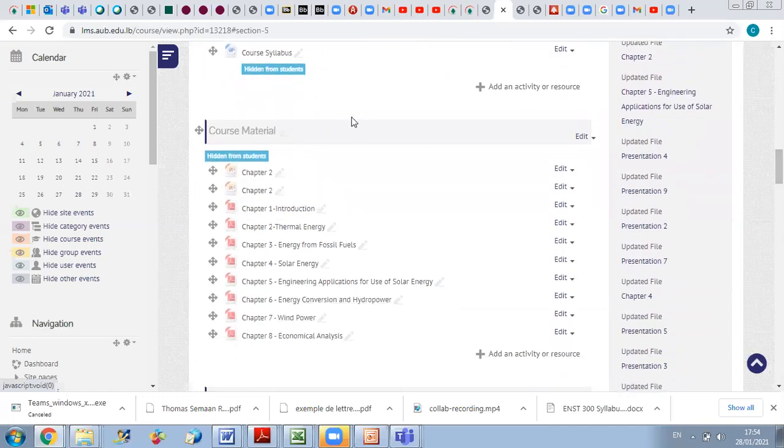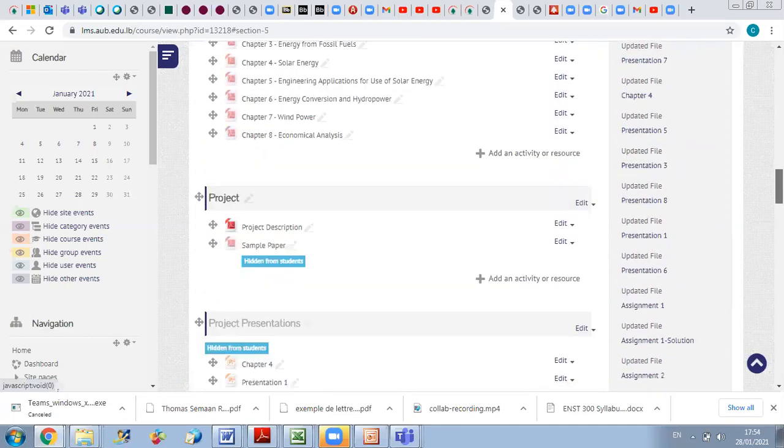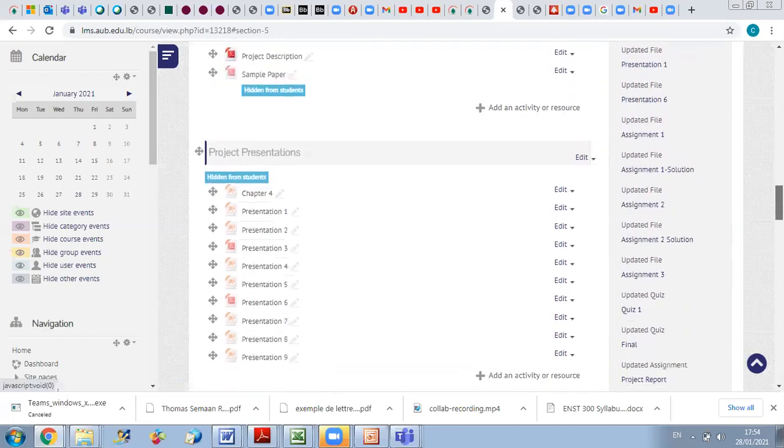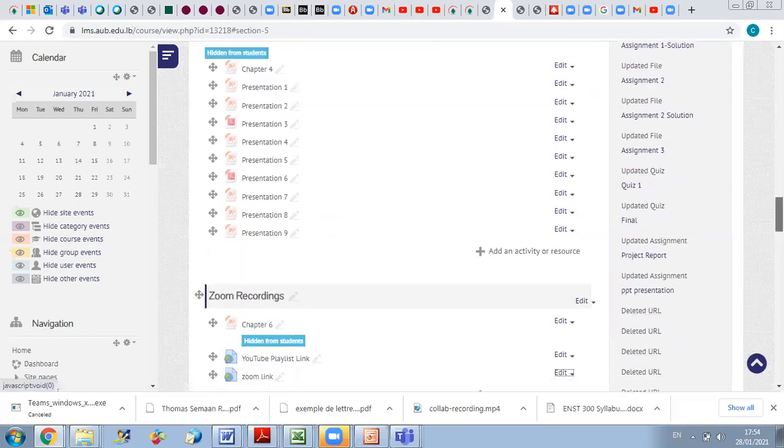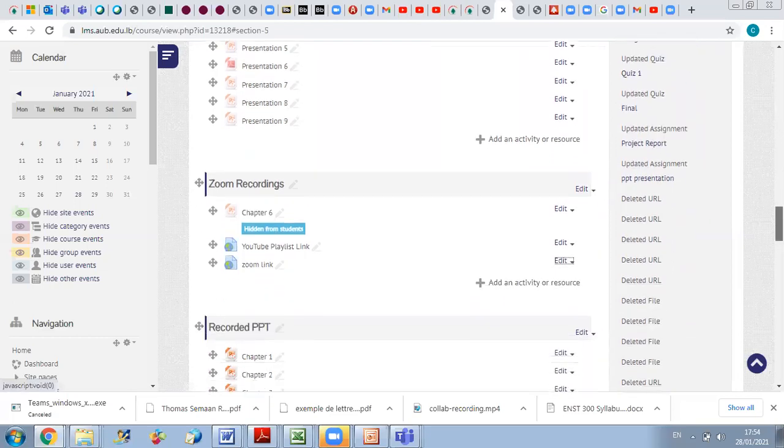Now, in the course material section, you have all chapters that will be covered in the course. You have them as PDFs, and I also recorded my voice over PowerPoint for you. So if any slide is not clear, you can hear the explanation on the slide directly. And all the material is also already recorded with explanation on Zoom.